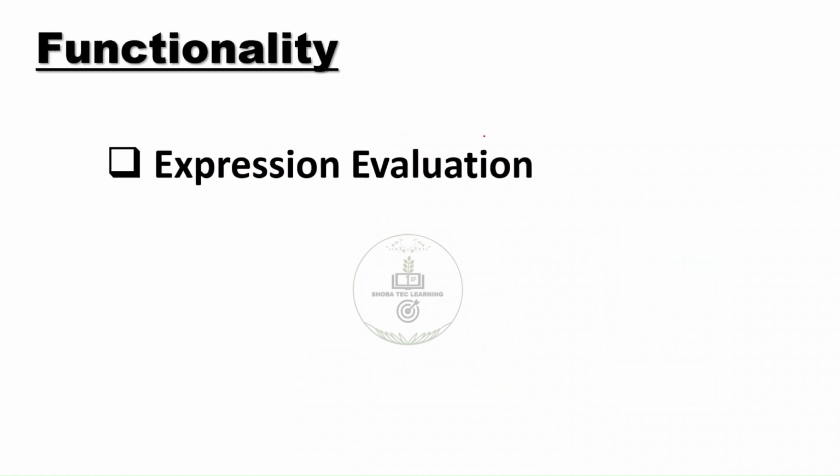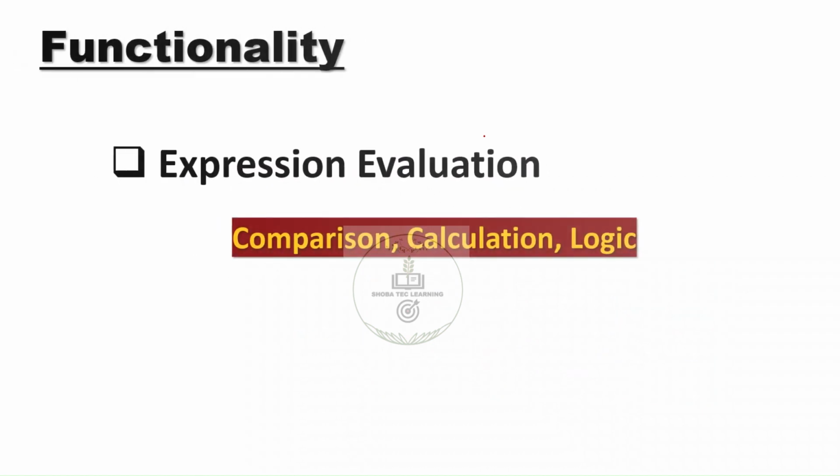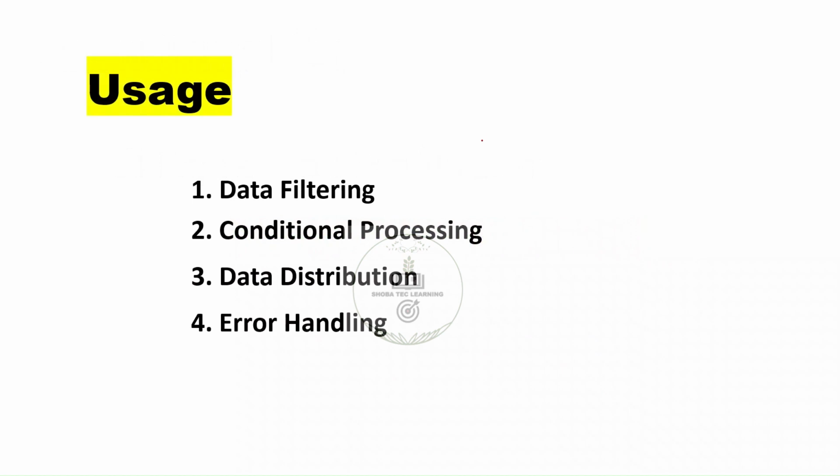Next, the usage of the router transformation. First is data filtering. Second is conditional processing, which forms different segments of the data. Third is data distribution: the data is distributed to multiple targets. The fourth one is error handling. Sometimes we get erroneous data in our mapping, so we can put it into a separate output group, and the data will be moved into the target, which helps us with further analysis and processing.